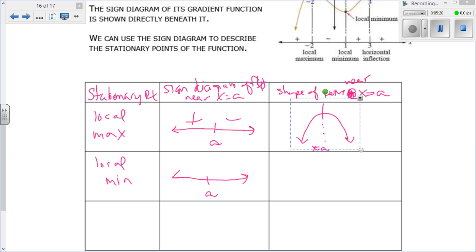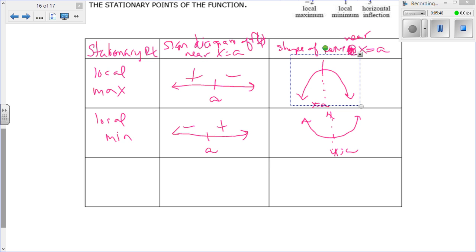A local minimum is going to be just the opposite. Negative and then positive. So again, where x equals a, I'm going from decreasing, negative, then to increasing, positive. Remember, we talked the other day that the first derivative tells us where a function is increasing or decreasing. This is horizontal or stationary inflection.